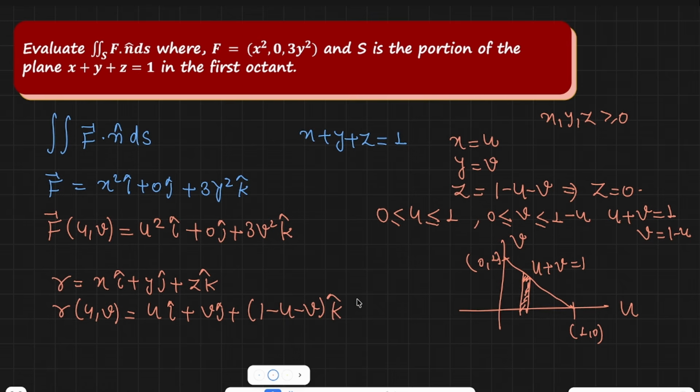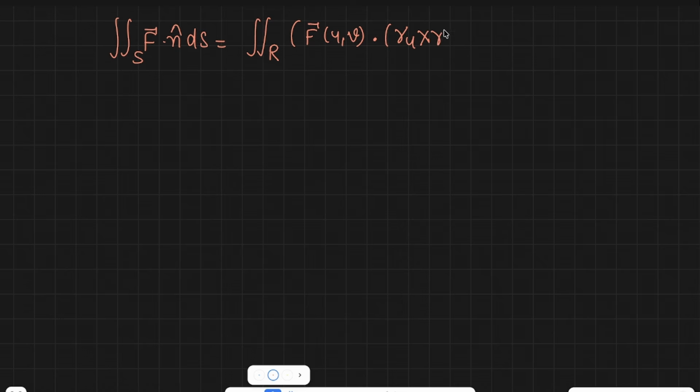Now you find r u. Let me recall the formula. The formula is the double integral of F dot n cap dS, which is equal to, converting to this, the double integral over the region R, this is S. Then it will be F converted into u and v, take the dot product with r u cross r v, and then next it will be du dv. So this thing we converted.